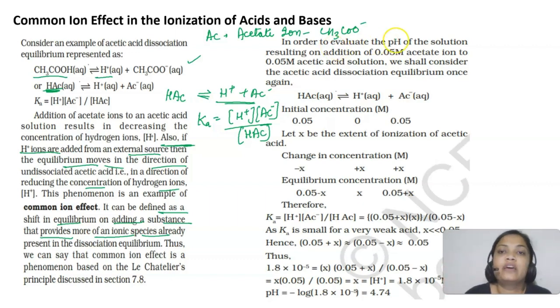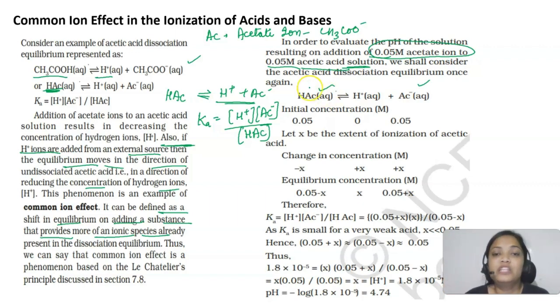So let's say, if I am... see, how will questions come? Numericals will be asked on this. So let's say you have a 0.05 molar acetic acid solution, its dissociation is happening, and you are adding 0.05 molar of acetate ion again. We added more acetate ion to it, so now we have to find the pH of the resultant solution.